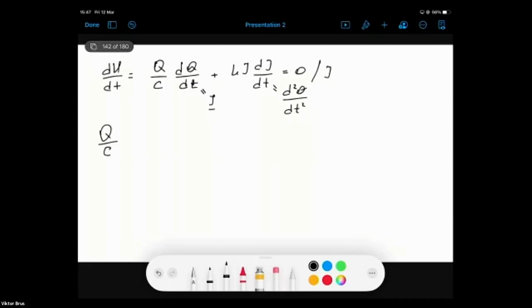And now we get this equation, Q divided by C plus L times d squared Q over dt squared. This is equal to 0. So after rearranging, we will get d squared Q over dt squared is equal to minus 1 over LC Q.